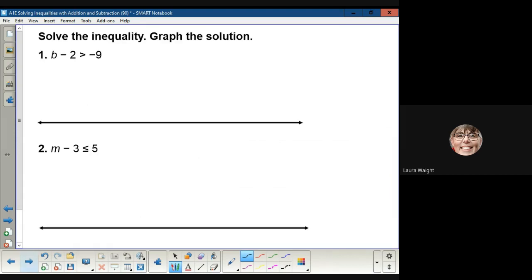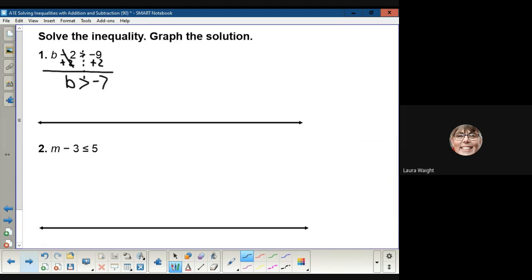Let's do a couple more. We're going to pick up some speed. We got b minus 2 is greater than negative 9. In order to solve this, we're going to add 2 to both sides. That creates this cancellation. B is greater than negative 9 plus 2, or negative 7.